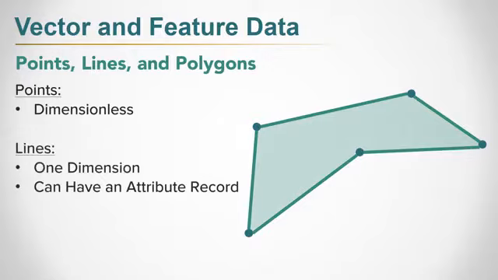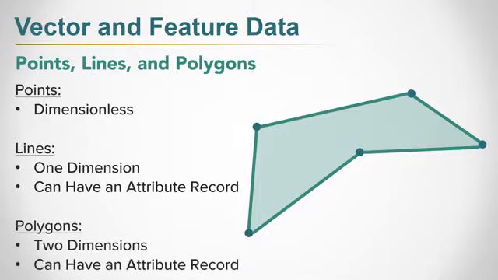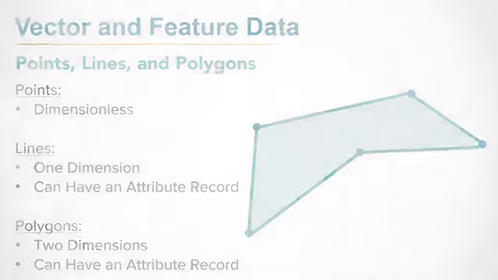Lines are one-dimensional. They move in either direction. And each segment of a line can have an attribute record, just like each point can have an attribute record. And then polygons are, by default, two-dimensional, and each polygon can have an attribute record. One thing to note, though, is that we can add more dimensions to each of these. We can add a z attribute to them so that they have height data. And then we can also add time data so that the polygons or the lines or the points have more or different information through time. And so you can time enable your layers.